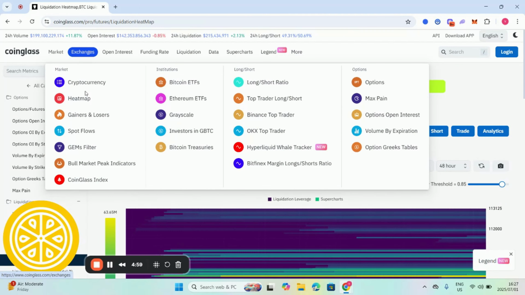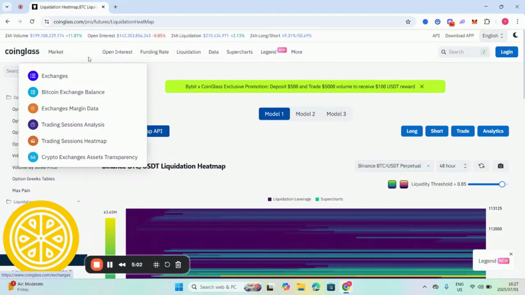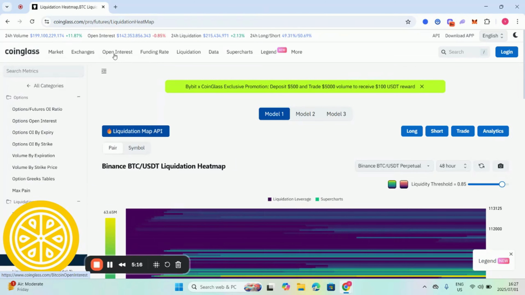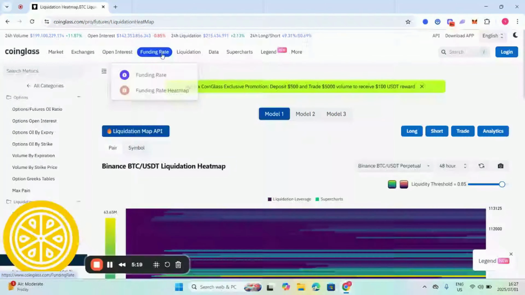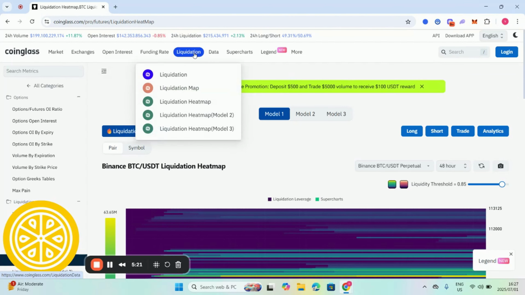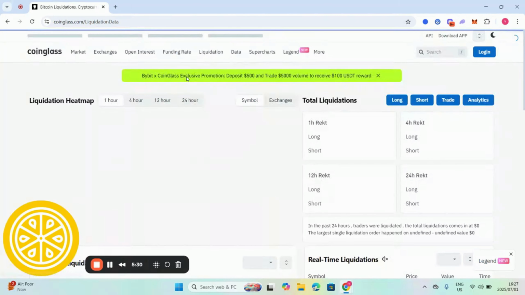So you got all the markets here. You got exchanges whereby you can go to any exchange you want to check directly. If you can check directly, like how many liquidations are going on at a certain exchange, you can. Then of course you have open interest, you have fund rates, you have your liquidity map. So let's go to liquidations and just tap into liquidations a bit. I want to show you liquidations properly.